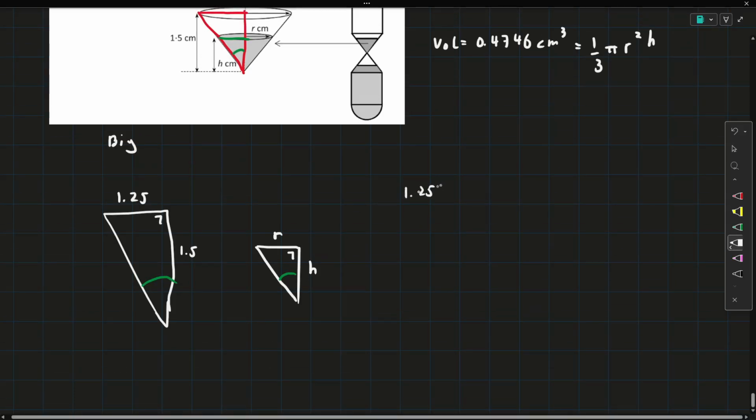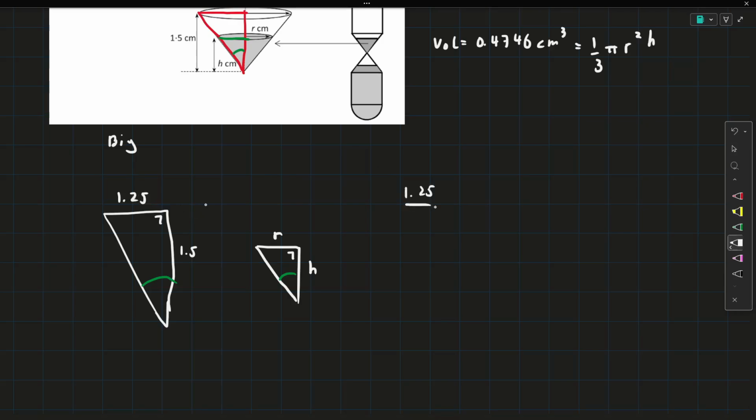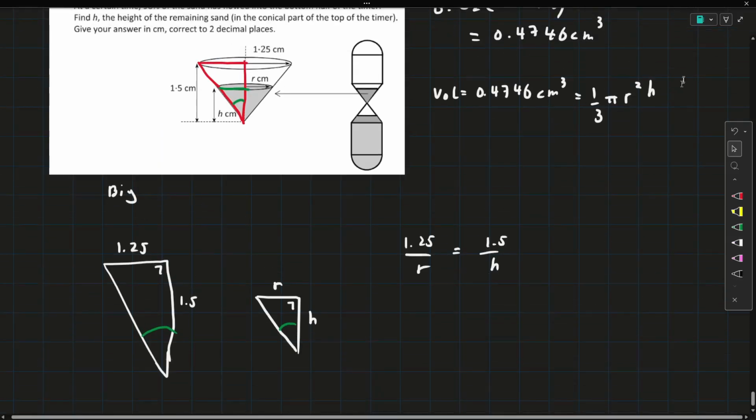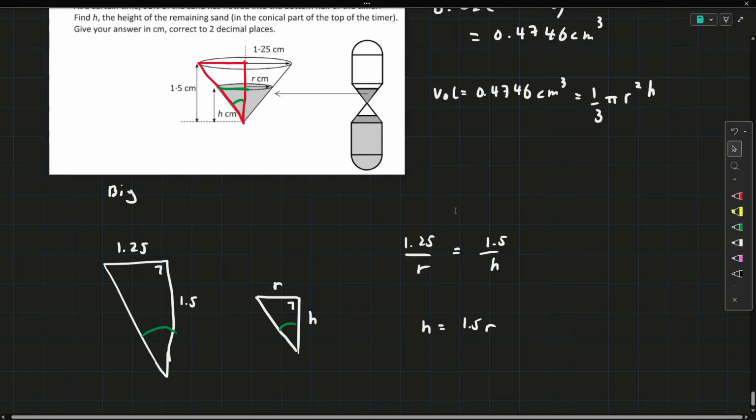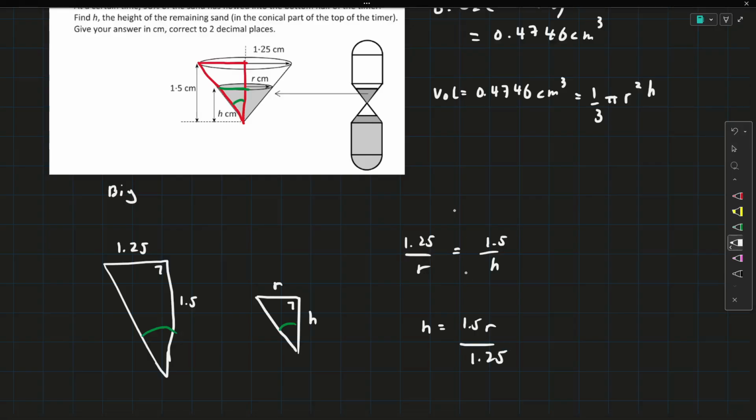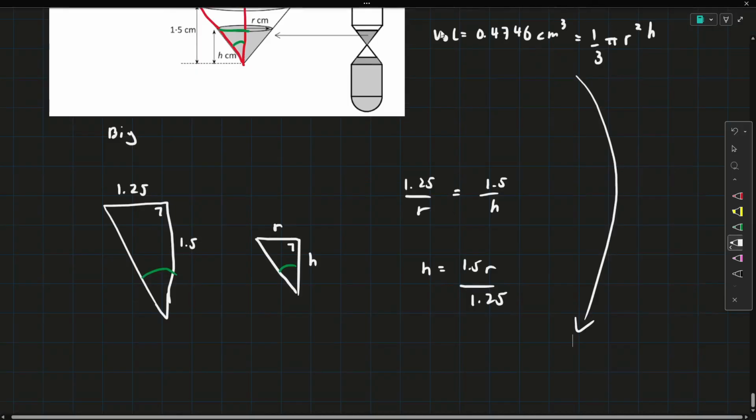So we'd have 1.25, which is the top side here, divided by r, would be equal to 1.5 divided by h. So we might just replace h in this equation because it's going to be easier. We don't have to square it or anything. So if we bring the h up, we get h equals, bring the r up to this side, we'll have 1.5r, and divide down the 1.25, so divided by 1.25. So now if we take this equation, we can rewrite 0.4746 centimeters cubed will be equal to a third pi r squared, and instead of h, we can write that as 1.5 r over 1.25.